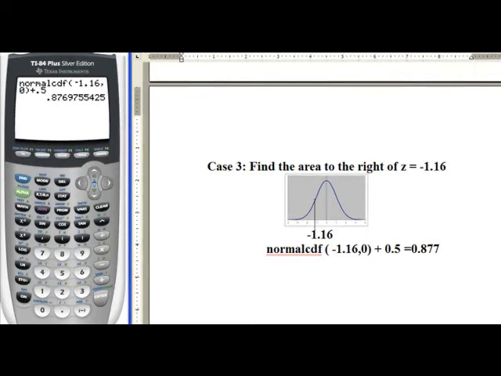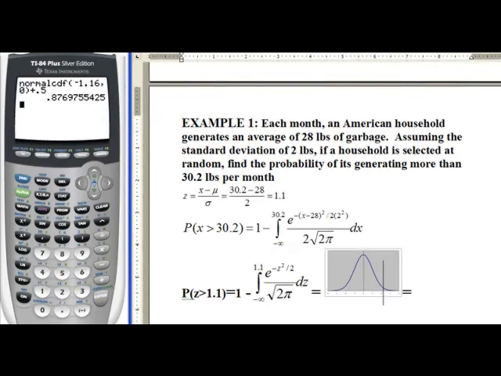Now that we know how to work the mechanics of this, I'm going to do an example. The first example is related to garbage. Each month, an American household generates an average of 28 pounds of garbage. Assuming the standard deviation of 2 pounds, if a household is selected at random, find the probability of its generating more than 30.2 pounds per month.